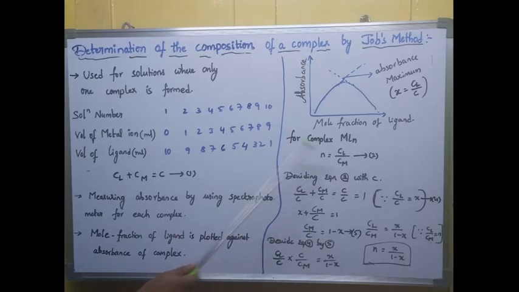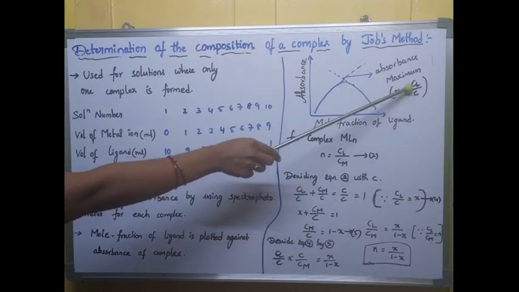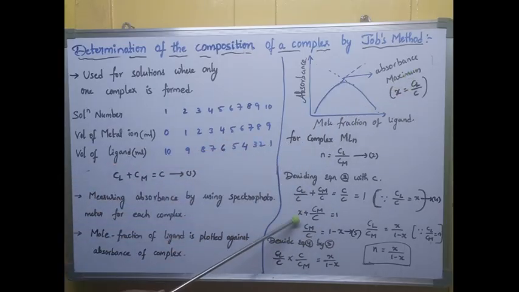Now, dividing equation 1 by C, I'll get Cl by C plus Cm by C equals C by C. If I cancel this, I'll get 1. And Cl by C, as we already know, is x, the mole fraction of the ligand. So x plus Cm by C equals 1. Now Cm by C equals, if I bring this to the other side, 1 minus x. I can indicate this equation with 4 and this equation with 5.